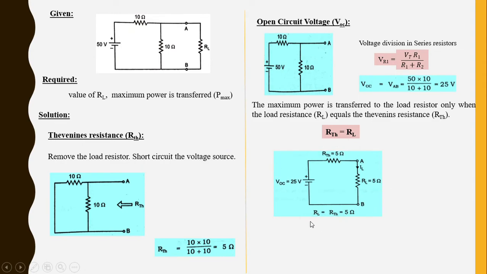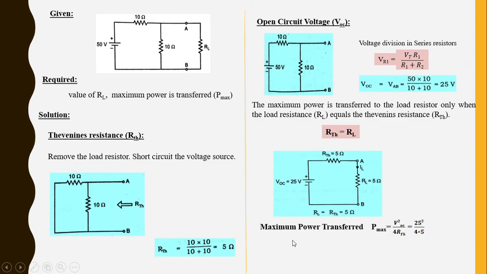Now draw Thevenin's equivalent circuit. Yes, we are going to complete this theorem with the help of Thevenin's equivalent circuit. So, the value of VOC is equal to 25 volt, value of RTH 5 ohm, value of RL is equal to again 5 ohm. According to the condition of maximum power transfer theorem, RL is equal to RTH.